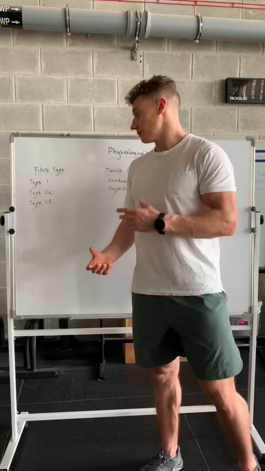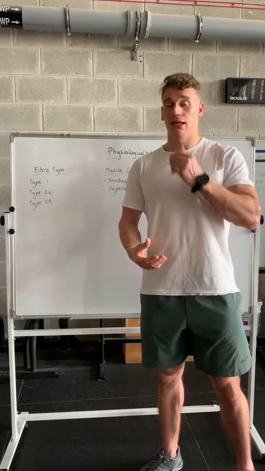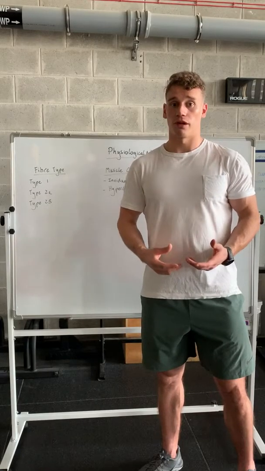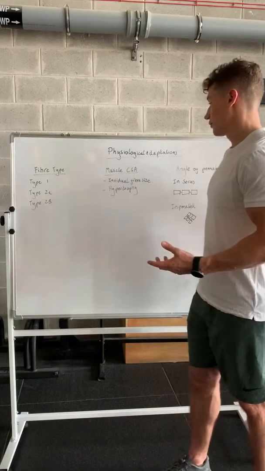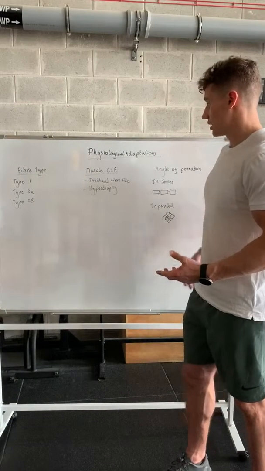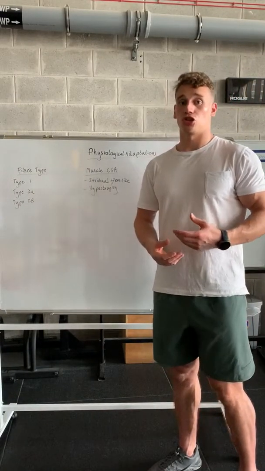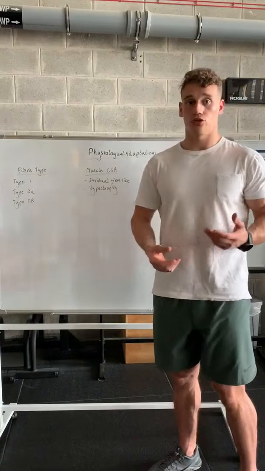Okay, and obviously by developing your type 2A fibers, it's still going to help you improve your 1 rep maxes. All right, so aside from that, another physiological adaptation of strength training is your muscle cross-sectional area.